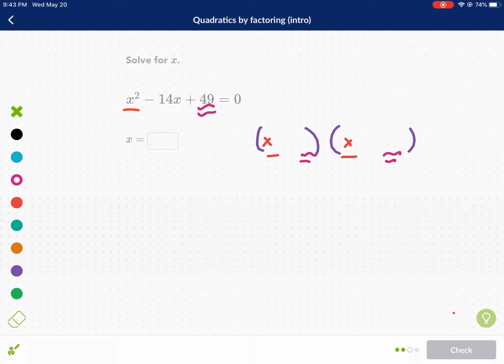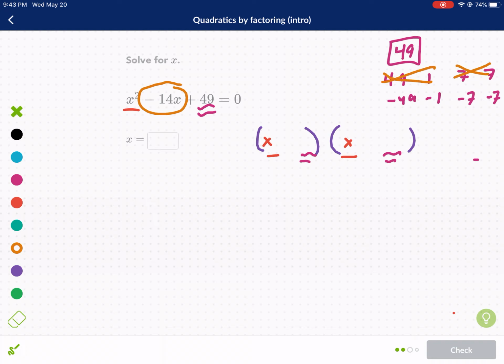What are my factors of 49? Okay, now here's where I need to be strategic. I have 49, 1. I have negative 49, negative 1. I have 7 and 7. I have negative 7 times negative 7. Which of these adds up to give me a negative 14? Clearly, we're not going to be choosing the ones that are positive. So we're down to the negative ones. And that is going to be negative 7 and negative 7. So we're going to choose negative 7, negative 7.